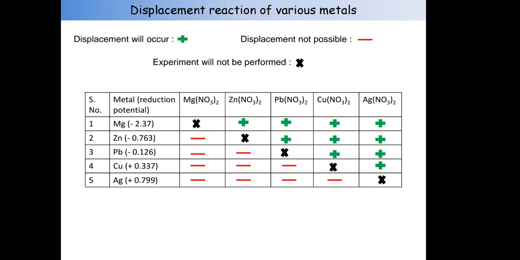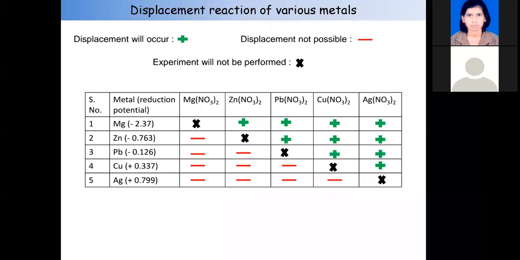Now you see, the green color positive sign denotes a positive result. The negative sign in red color denotes a negative result, that is, displacement not possible, displacement does not occur. And the black cross denotes the experiment will not be performed, as these are similar metal and metal ions.